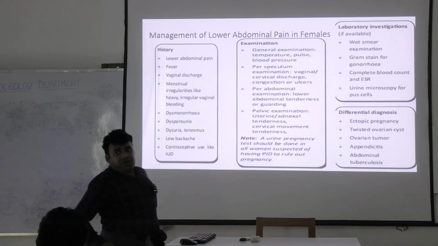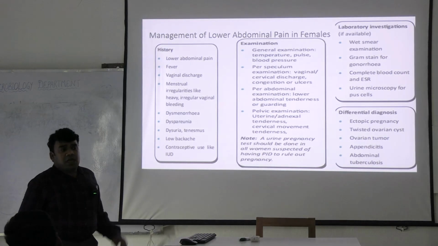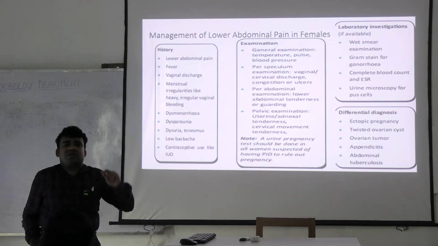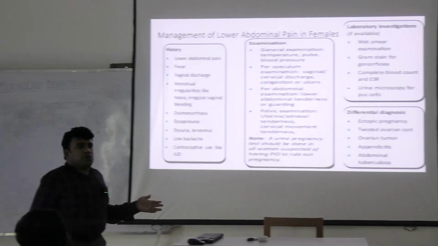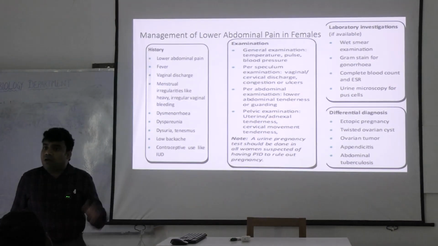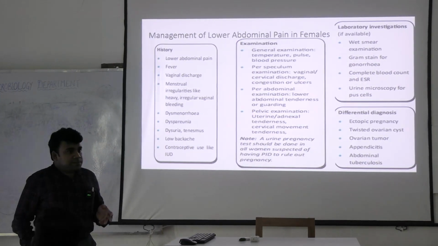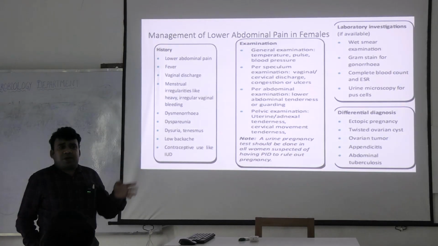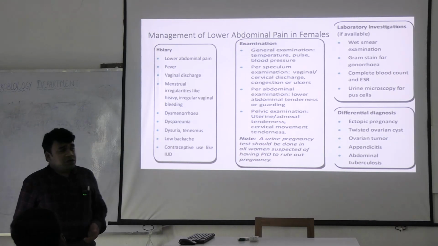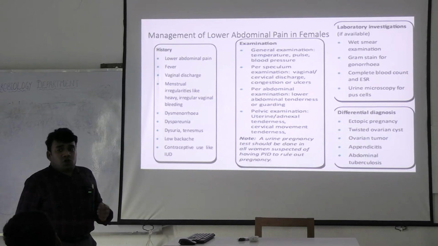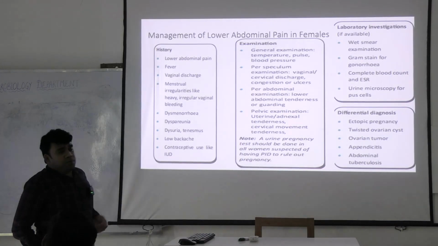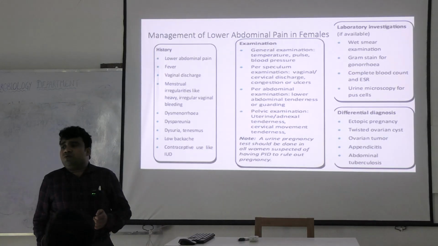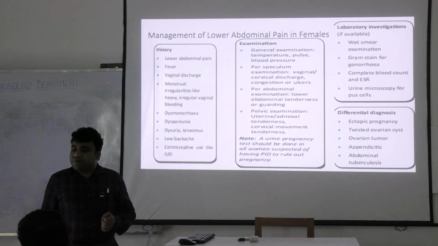For pelvic inflammatory disease, you need to send some investigations. First is a wet smear examination of the vaginal discharge to differentiate whether it's a vaginosis or a cervical discharge. Next, you need to look at direct microscopy for whether it's a gonorrheal infection or not. Also, you need to look at a complete blood count and urine microscopy to differentiate it from urinary tract infection.